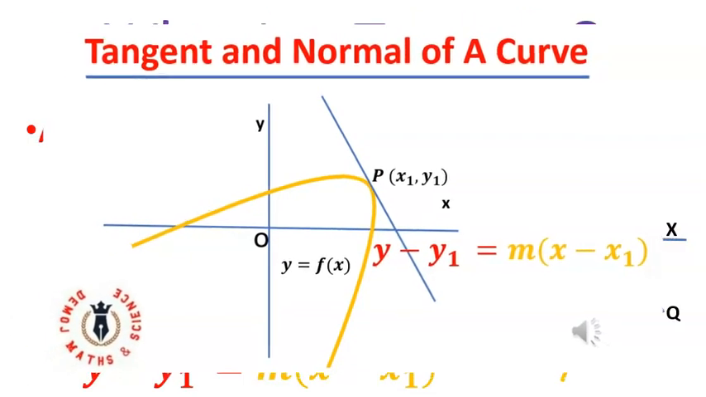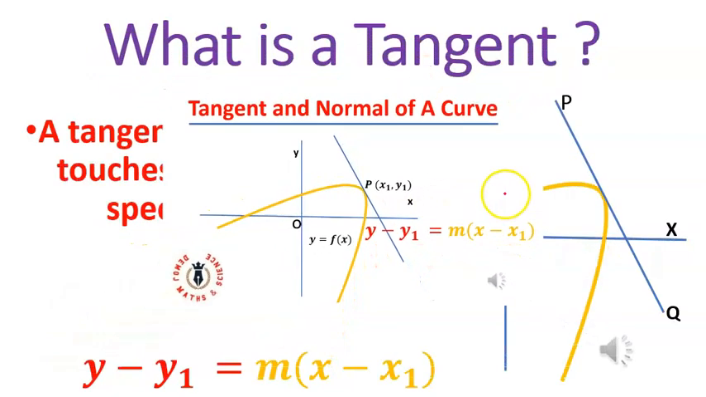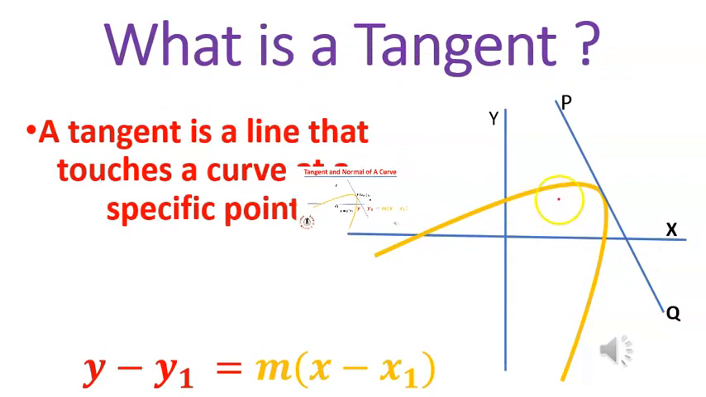We'll start by defining the tangent. The tangent is a line that touches a curve at a specific point. In this figure, if you look at line PQ, it touches this curve at this point without crossing it. Now, there is a unique characteristic between the curve and the line. At this point, we can find the gradient of this curve, and at this same point, we can find the gradient of this line. So, we'll use the concept of the gradient to now define the equation of a tangent.